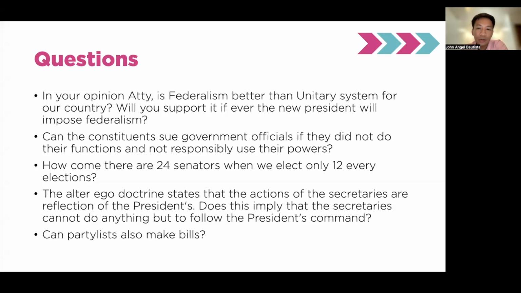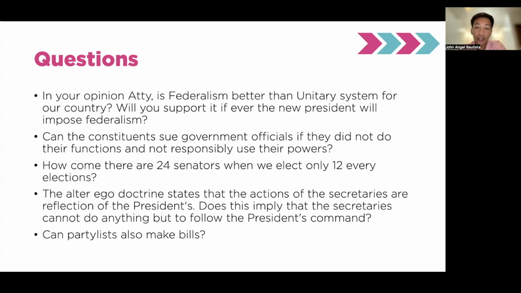Can the constituents sue government officials if they did not do their functions and not responsibly use their powers? Yes. Crimes involving public officials can be filed by anyone. Kahit sino pwede mag-file ng case.